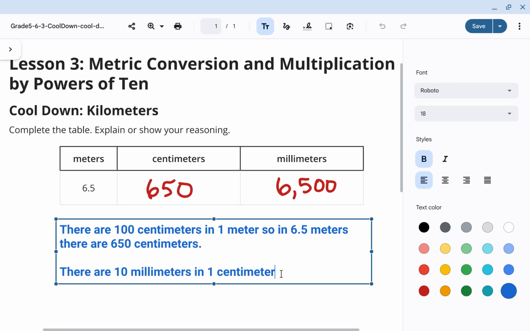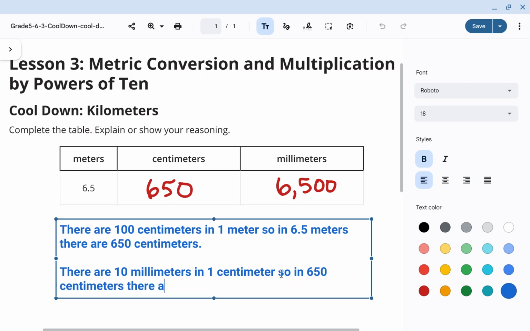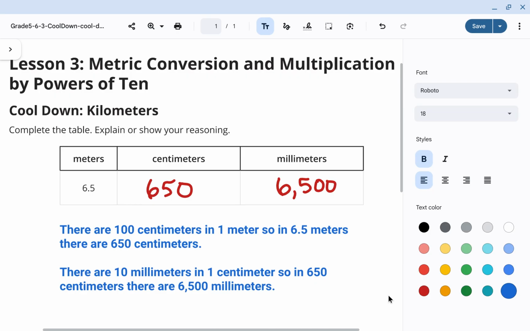Let's do the same thing for the millimeters. The sentence I began said there are 10 millimeters in 1 centimeter. So in 650 centimeters, there are 6,500 millimeters. Okay, we have followed both parts of our question. We've completed the table and we have explained our reasoning.